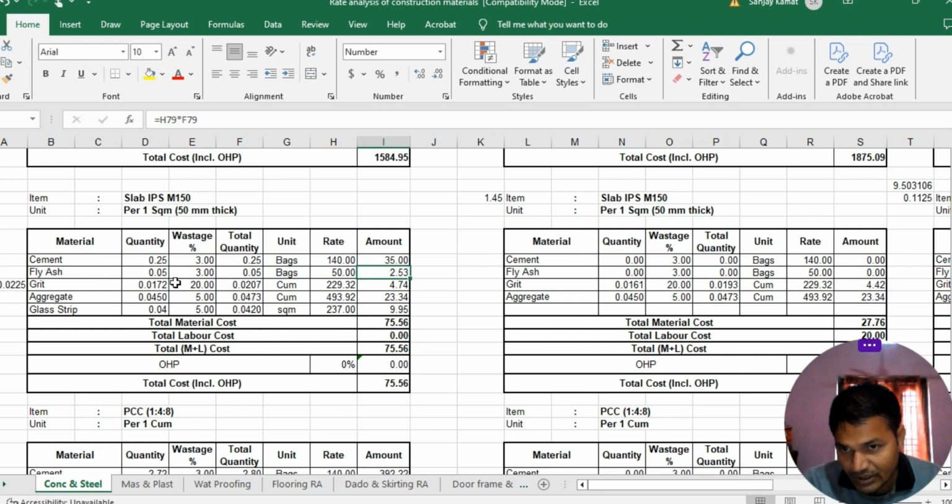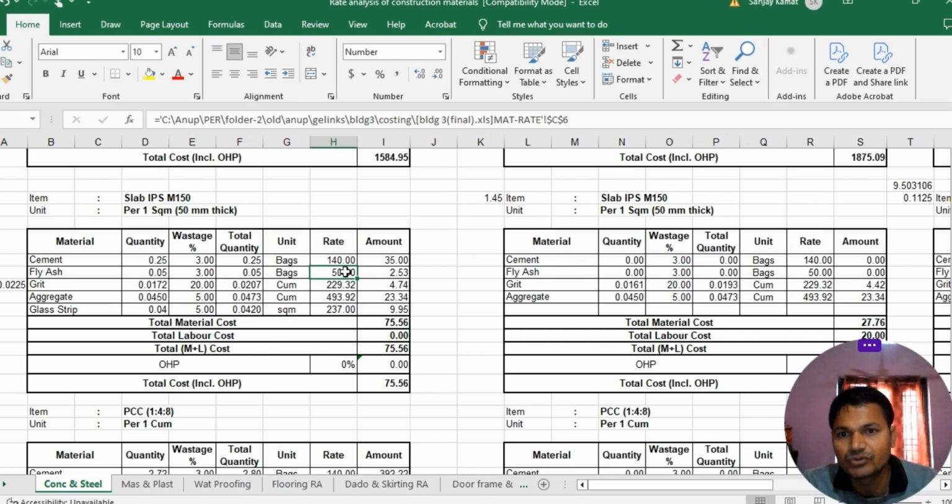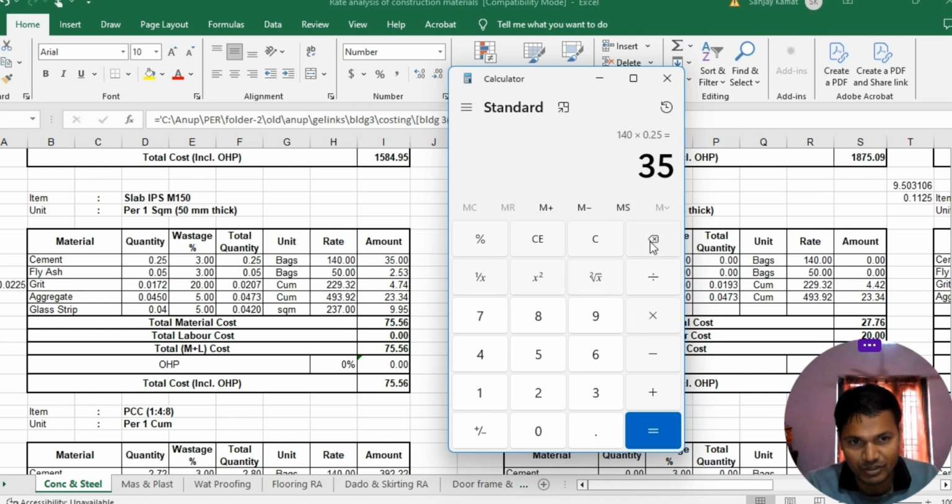Now, as we are taking how much quantity of fly ash? 0.05 only. And the wastage percentage of fly ash is how much? 3%. The total quantity we are taking is 0.05, and fly ash is always in bags. And the rate of fly ash is how much? Fly ash is 50. Okay, so now let's multiply, how much is it coming?